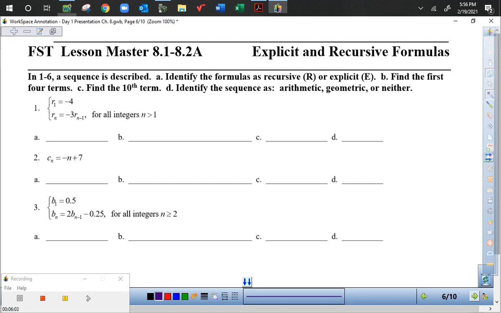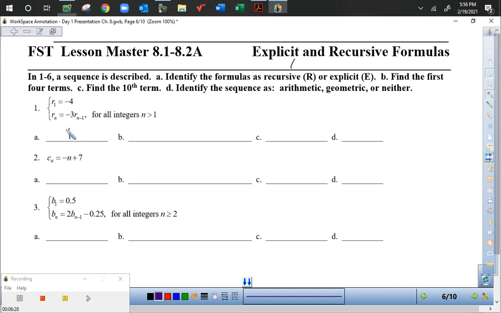Let's go ahead and work through some problems. The first 8, I think, or so, we're asked to identify the formulas as just recursive or explicit. Recursive are going to have fancy brackets, explicit won't. Easy as that. So we're just going to go through and answer all those things first, and then we'll come back for part B. So on your paper, everything with a bracket, I want you to go ahead and mark with an R for recursive.